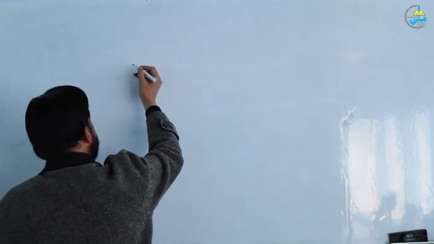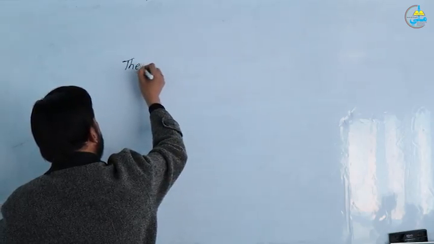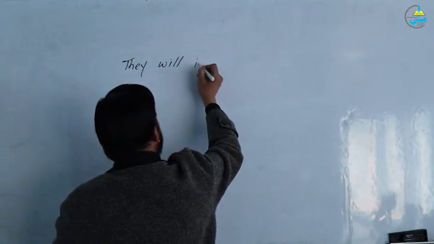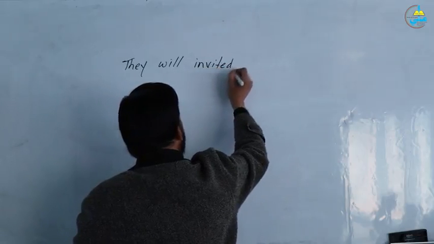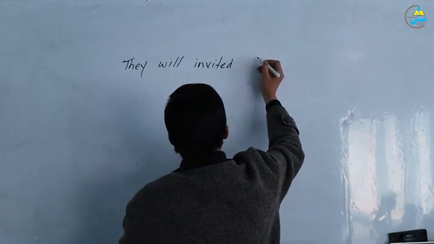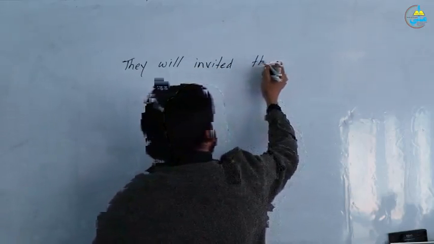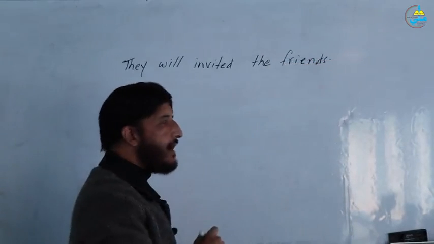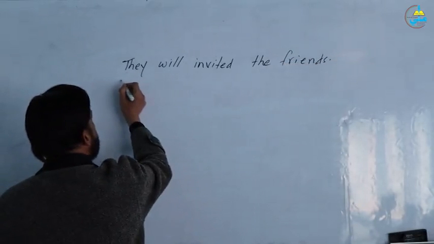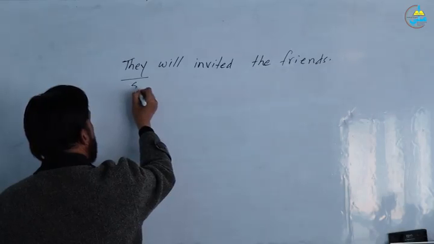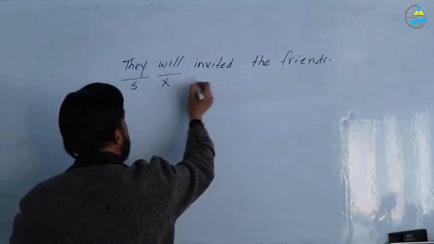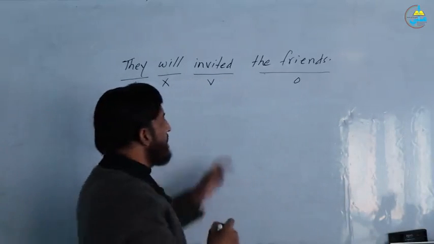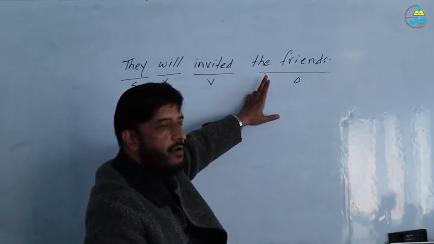For example, they will invite the friends. Look, they will invite the friends. This is an active sentence. They is the subject, will is the helping verb, invite is the main verb, and the friends is the object. Since this sentence has an object, we can change it to passive.